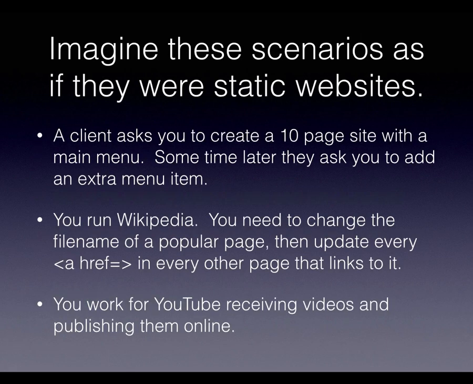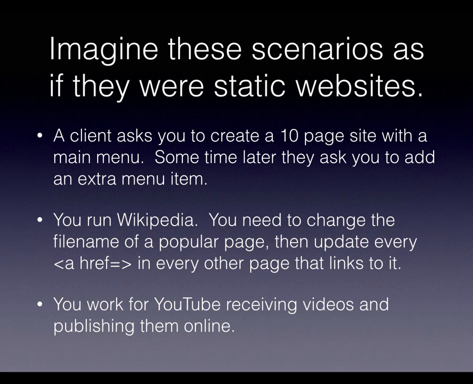So I've got just a few scenarios that I want you to imagine as if you had to do these with only static website technology. The first one's one that you're probably already familiar with. Let's say a client asks you to create a 10-page site with a main menu, so there are 10 menu item links which link to each of those 10 pages. Then at some point later on they ask, can we add an extra menu item please? So you go back through all of your 10 pages and find the code that you've duplicated across each of those pages containing the menu, add a new list item with a new link that links to the new page, and then duplicate that across your 10 pages. It's a little bit annoying, but it's doable.